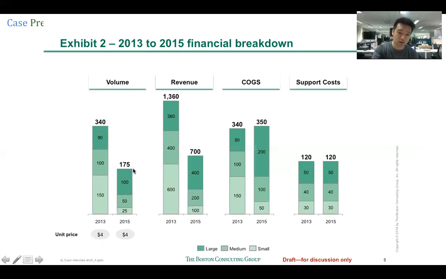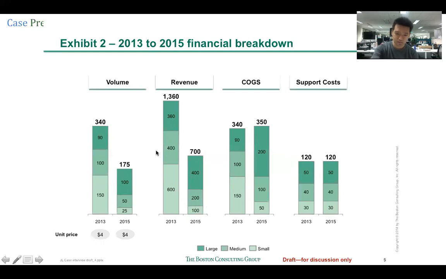So the volumes are dropping. Where are they dropping? Well, the volumes are dropping in the small segment the most, and then some growing a little bit in large, and dropping quite a bit again in the medium. And we see the same pattern in revenue. We see that revenue is really dropping a lot in the small, dropping a little bit from 400 to 200 in the medium, and growing by a little bit in large.